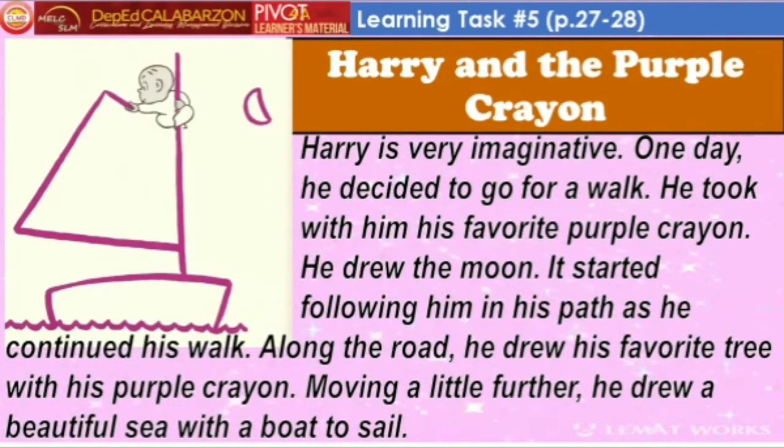Harry is very imaginative. One day, he decided to go for a walk. He took with him his favorite purple crayon. He drew the moon. It started following him in his path as he continued his walk. Along the road, he drew his favorite tree with his purple crayon. Moving a little further, he drew a beautiful sea with a boat to sail.